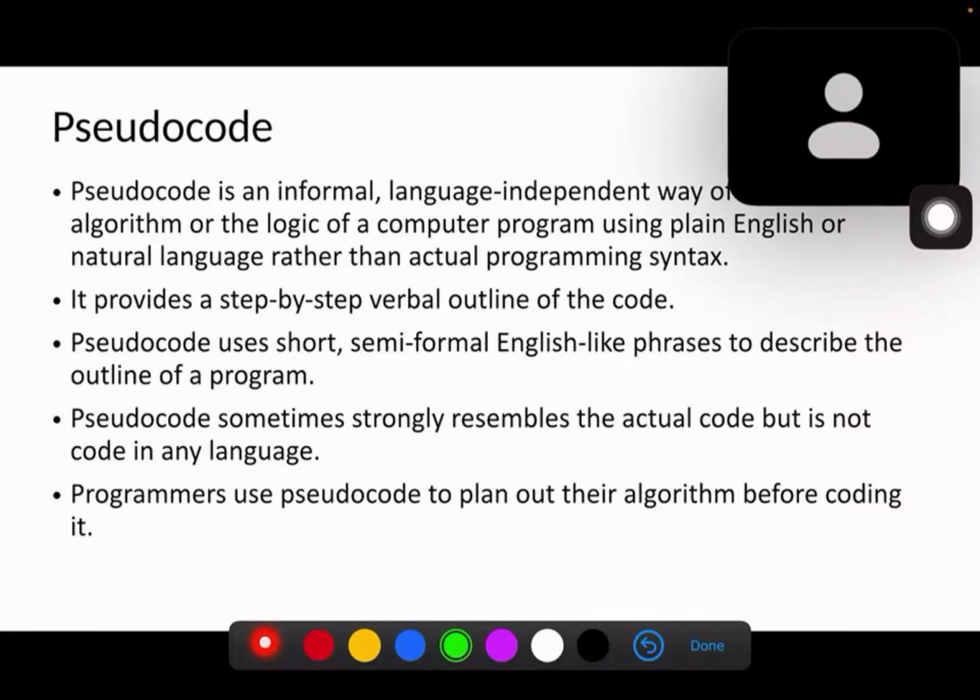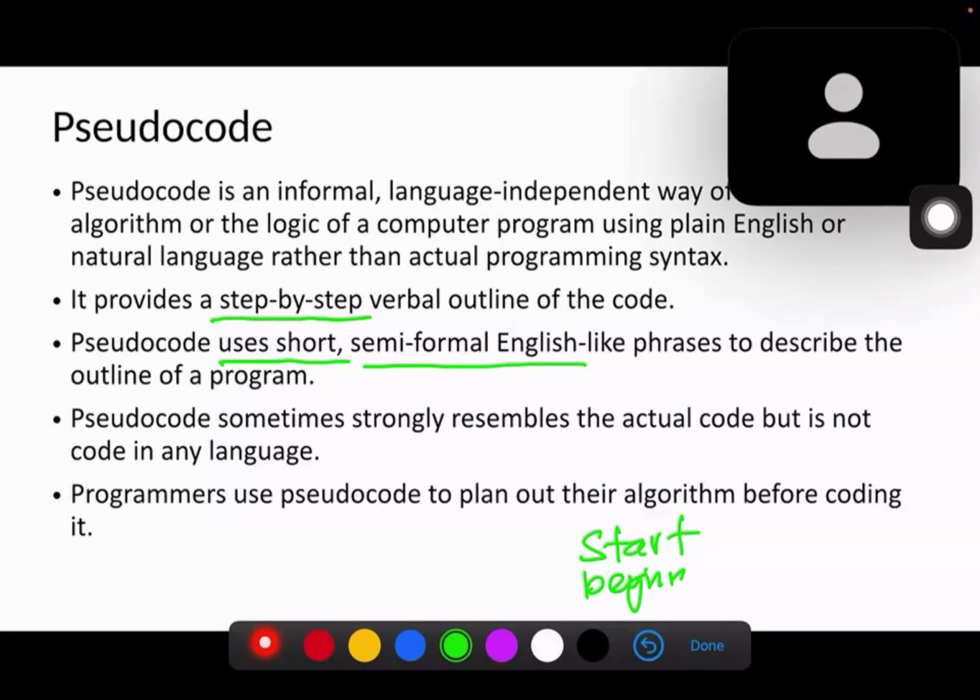Now, pseudocode uses step-by-step outline statements. Pseudocode also uses short, semi-formal English-like phrases. When we say English-like phrases, what we mean is that you shouldn't write an essay. We are not writing any essay in pseudocode. Instead, we are writing short statements. An example of a short statement is start or begin.